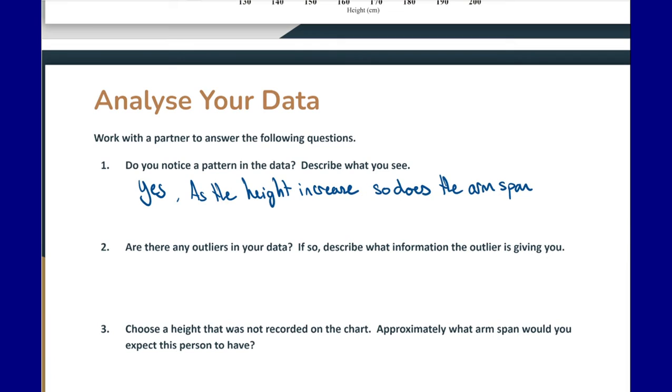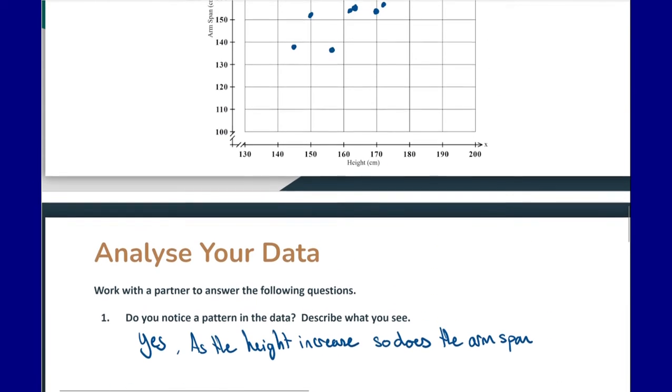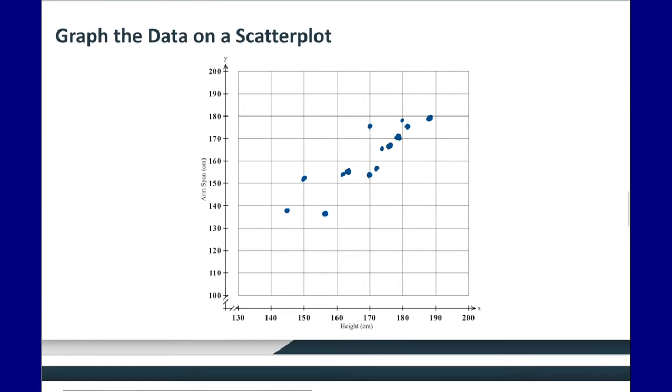Question 2 asks, are there any outliers in your data? If so, describe what information the outlier is giving you. So if we look at this, an outlier is something that is away from the main body and something that doesn't fit the trend. Now you might say that this person here is an outlier, but I would argue that they fit the trend. It may just be that based on the data we've collected, which is relatively small, right? It's not a relatively large class. It's not a large body of data, so I would say it is a relatively small sample size.